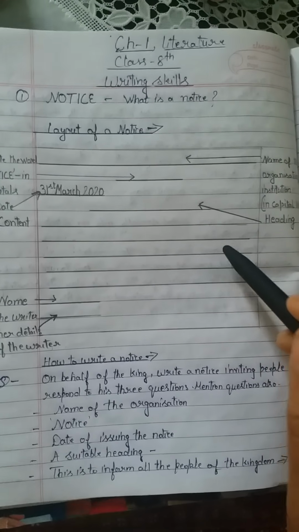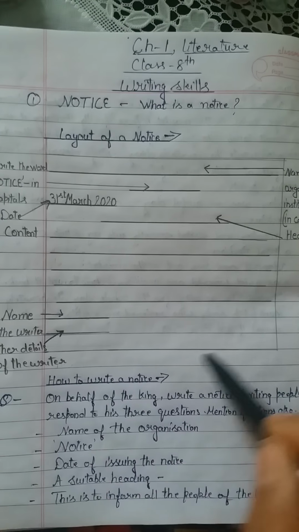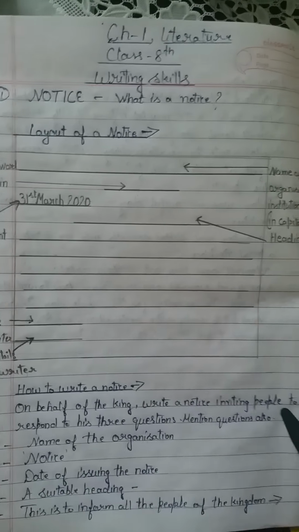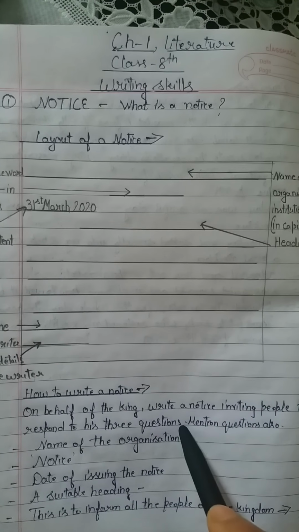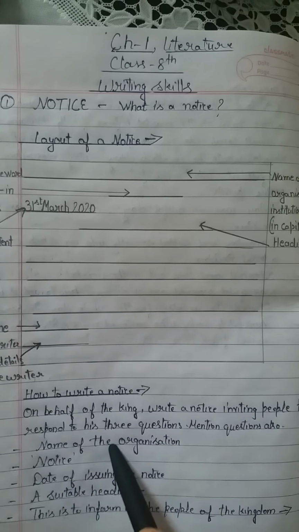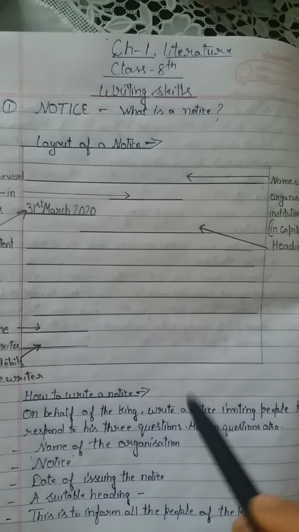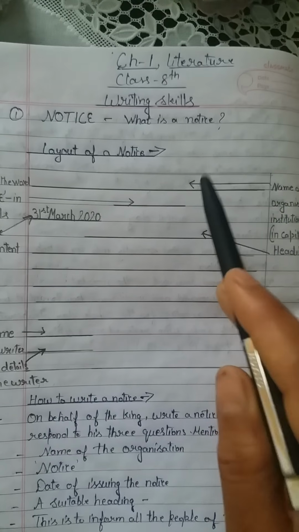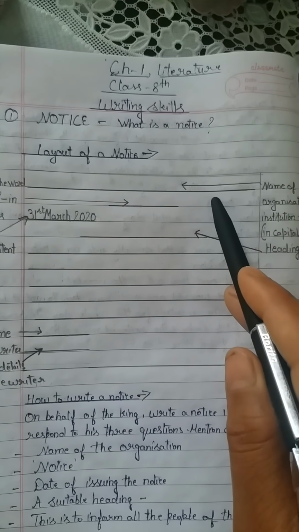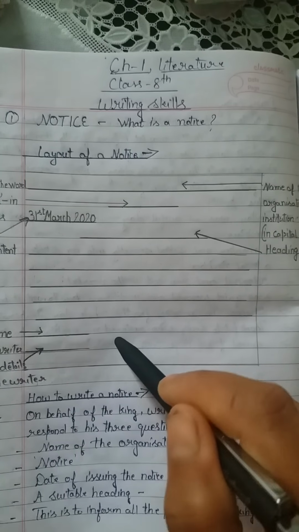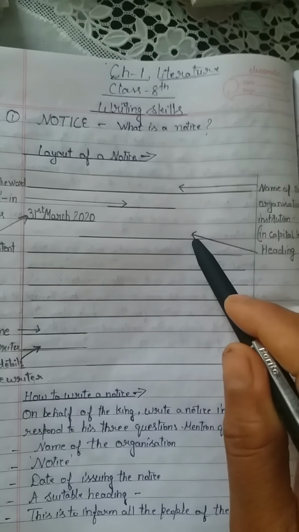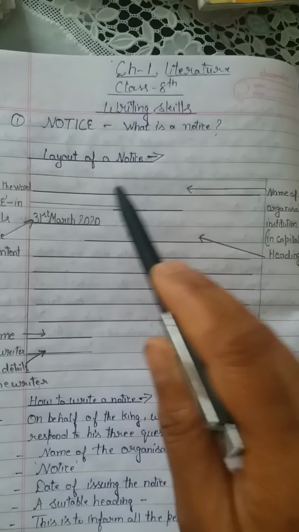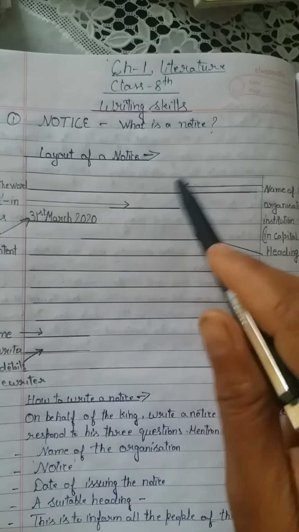In our chapter 1 literature, we have a question on notice, and this is the question: on behalf of the king, write a notice inviting people to respond to his three questions, mentioned questions also. And in this notice, the same format we follow: the name of the organization first. As we know, this notice has been issued by the king, so King's Palace we can write, or ABC Palace, as we do not know the name of the palace.